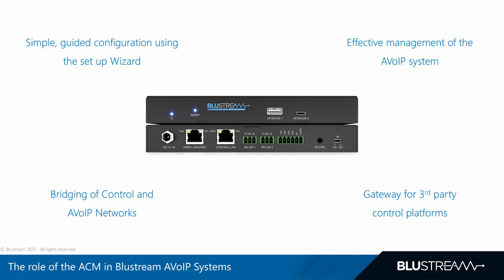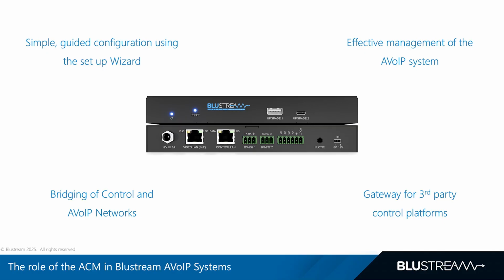So let's start with why use a Blustream control module in the first place. And the answer is actually simple. It's all about making deployment and management easier, more efficient, and more reliable. First, the control module acts as your centralized configuration hub, and rather than addressing each encoder and decoder individually, it walks you through a streamlined setup process, ensuring that every device is detected, addressed, and deployed correctly with minimal effort.